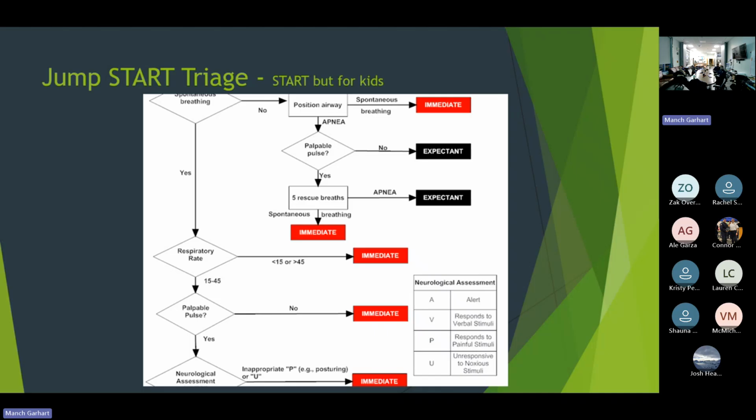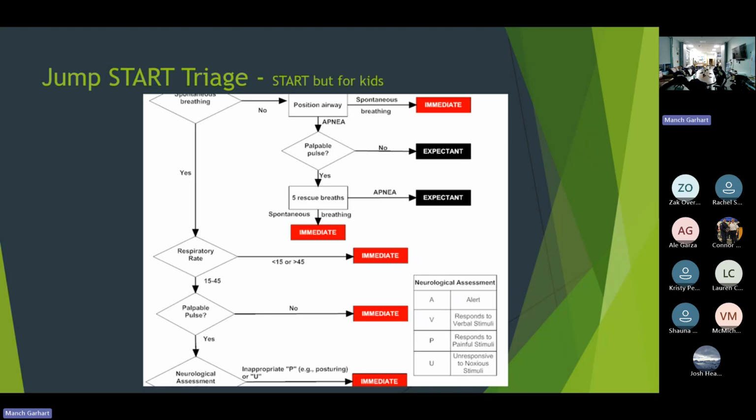JumpSTART. START, but for kids, right? That's the pediatric side I was talking about. So when we go into here, we got the spontaneous breathing, yes or no. We got respiratory rates. It's a little different. We can't say 32 can do that anymore because kids are different and we need to accept that. Yes, we can be scared, but they can hold on for so long until they just crash. And then we are way behind the curve. So, spontaneous breathing, positioning, where we have palpable pulses, 5 rescue breaths. We are giving them that.